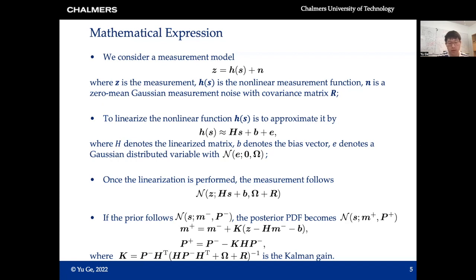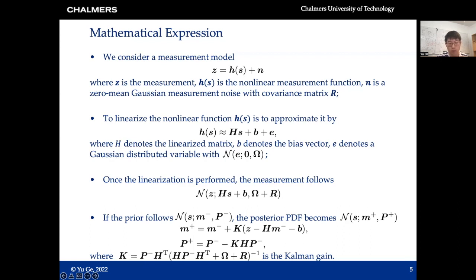Mathematically, to linearize the nonlinear function h(x) is to approximate h(x) by a linear function. Like we can approximate h(x) with H x + b + e. And this H denotes the linearization matrix, and this b denotes the bias vector. This e denotes a zero-mean Gaussian distributed variable with covariance matrix Omega, which is independent of x and also of the measurement noise. Once the linearization is performed, the measurement can be approximated by a Gaussian distribution, with mean here and covariance matrix Omega plus R.